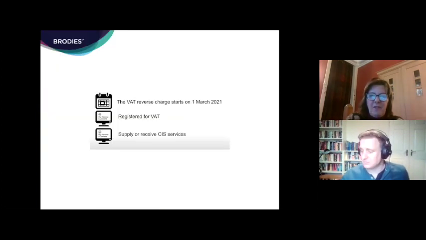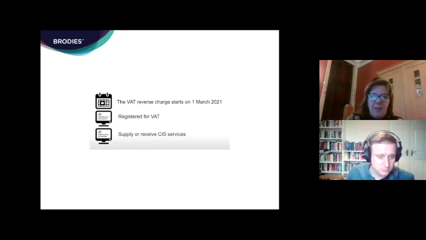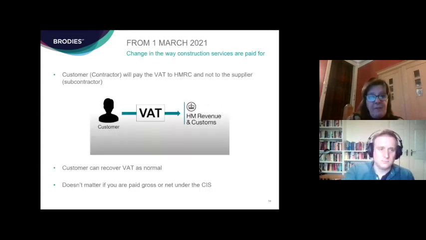Yes, the reverse charge for construction services. So it's starting on the 1st of March next year. It's been delayed several times, as we know. We don't think it's going to be delayed again. And it will apply to you if you are registered for VAT and you either supply or receive CIS services, which sounds moderately simple. And the big change that's happening from the 1st of March is that where this reverse charge applies, the customer will pay the VAT to HMRC and not to the supplier. So that, in a nutshell, is the big change.